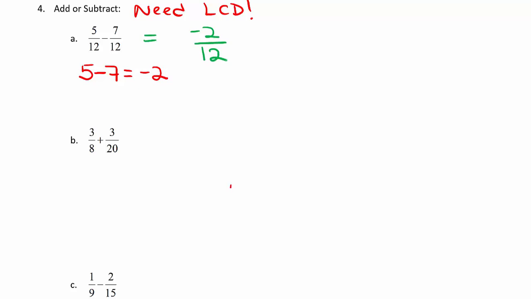-2/12. Now, you always want to reduce your fractions if possible. And in this case, we can divide both the top and bottom by 2. That's our common factor. And that leaves me with -1/6. So again, to add or subtract, we have to have the same denominator. If we don't have the same denominator, then we have to find a common denominator.